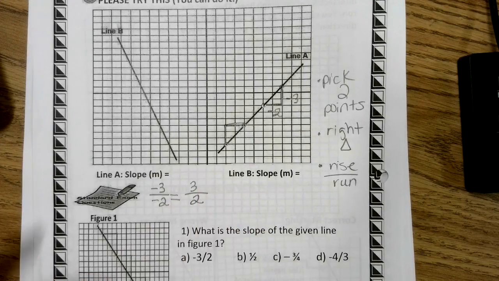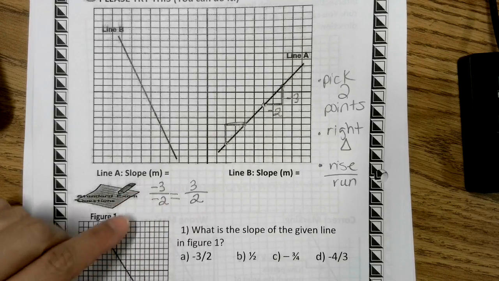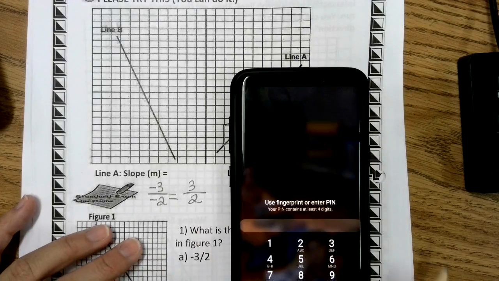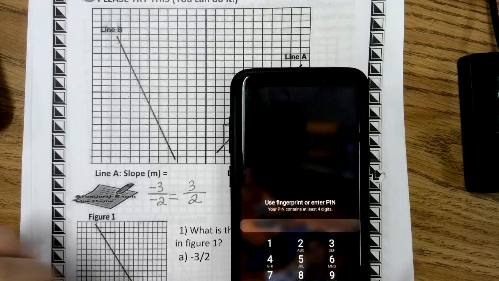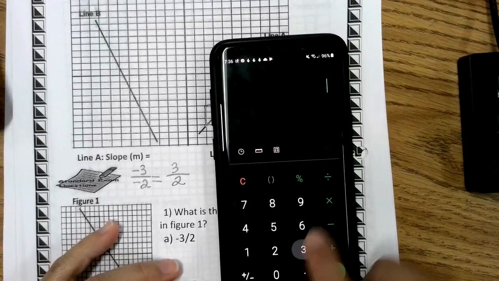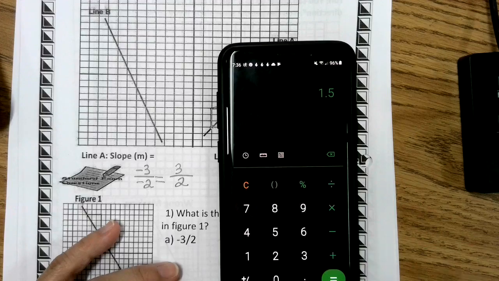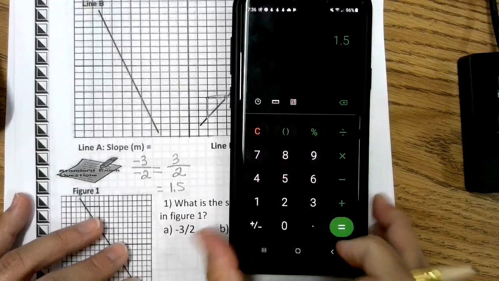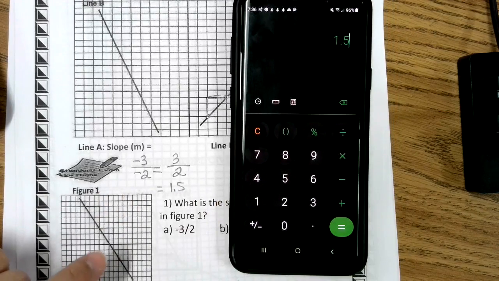Because if you type in your calculator -3 divided by -2, it's going to be the same thing as 3 divided by 2. A negative divided by a negative is a positive. And I'll show you real quick. So let's just say we did 3 divided by 2, the positive way. You're going to get 1.5. You don't have to check this, but to make sure that you're right, you can.